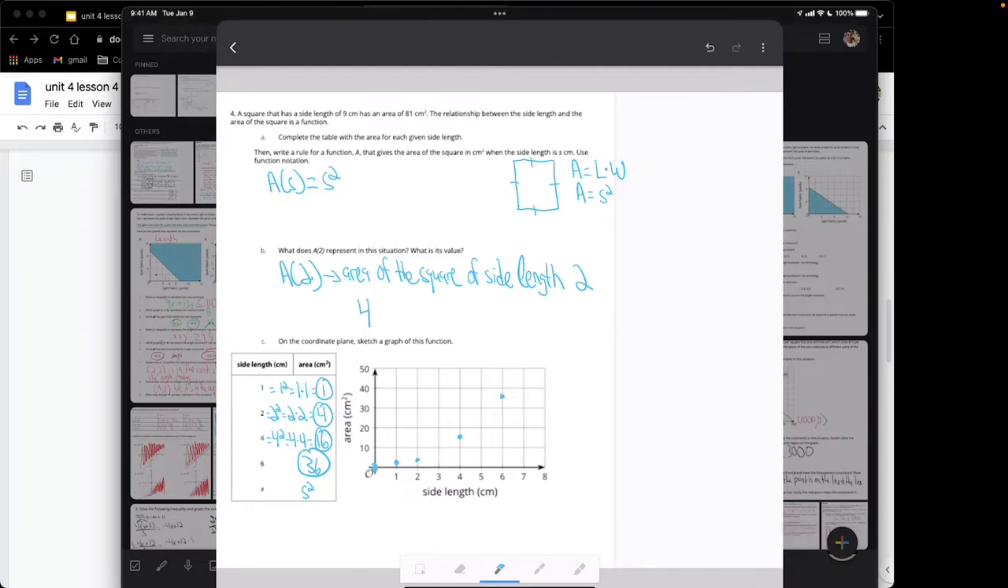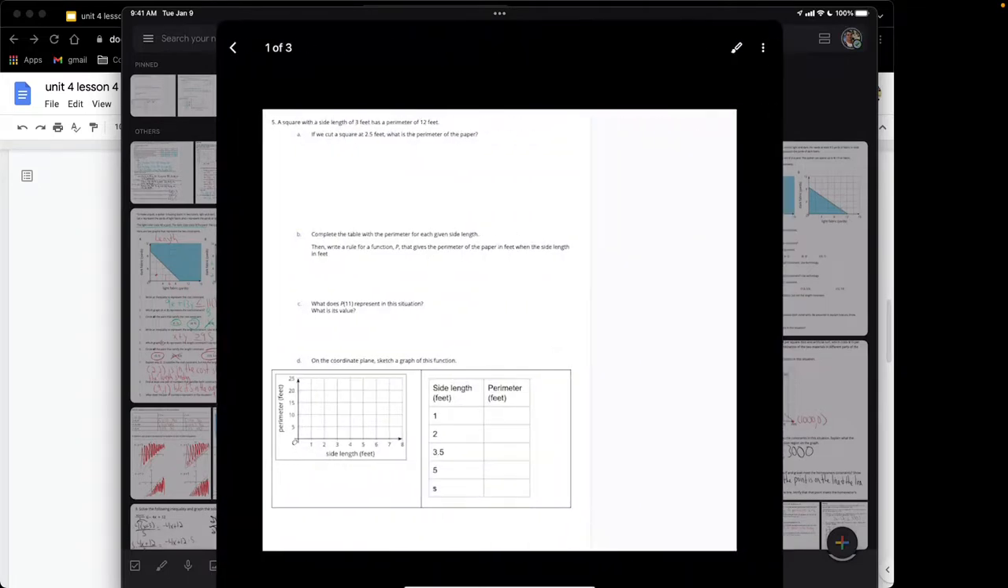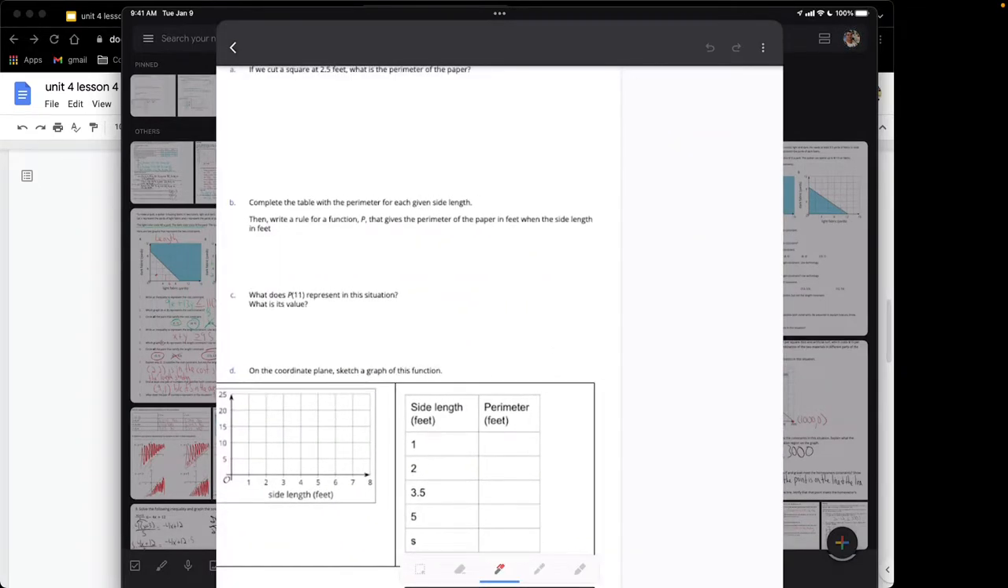So when we look at the graph here, this graph is not going to be a straight line. It's actually going to be a curve. And let me use a different color here. So that graph is going to go up, it's going to kind of curve upward like that. So on the coordinate plane, sketch a graph of this function. We did that. So that is it for number 4. We have one more problem, number 5. So let's take a look at that one.